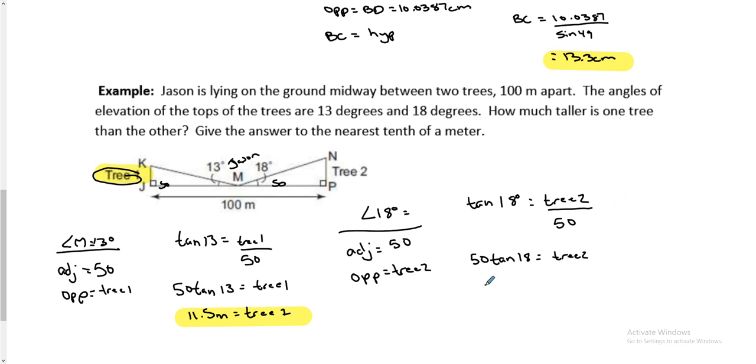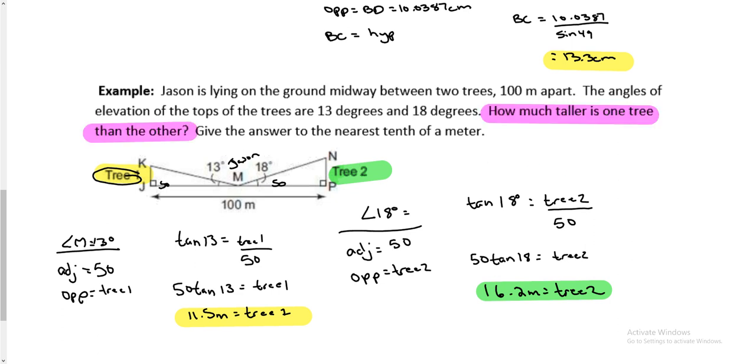This gives us, to the nearest tenth of a meter, 16.2 meters is equal to tree 2. So that tells us this. But that doesn't answer the question. The question asks, how much taller is one tree than the other?